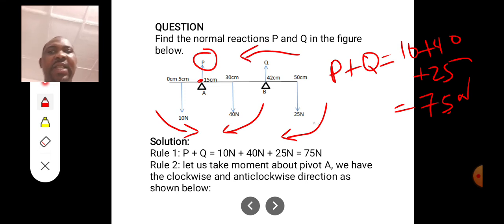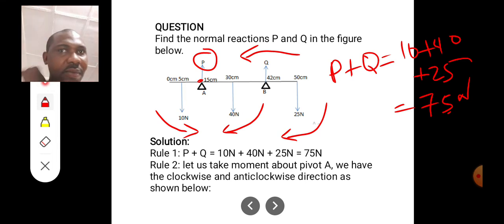Please note that if I pick the pivot B, it means that Q will have no moment. All of them will be directed towards Q. So please note, now, to take the moment, the forces moving clockwise are the 40 newtons force and the 25 newtons force. Clockwise means in the direction of a clock. So let's see the moment.